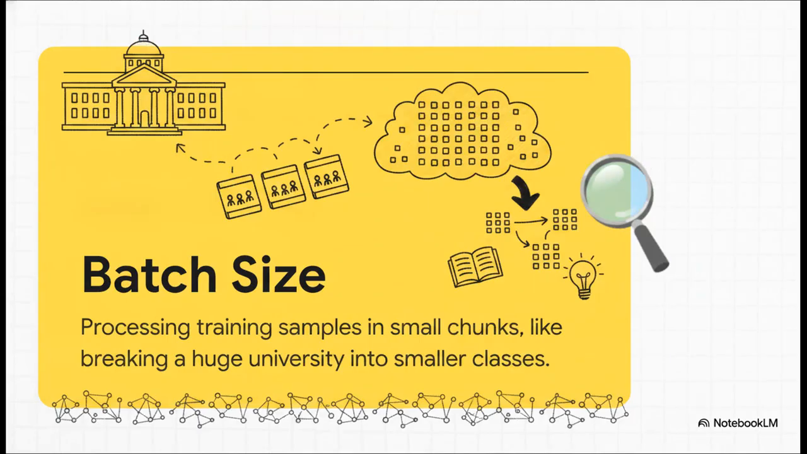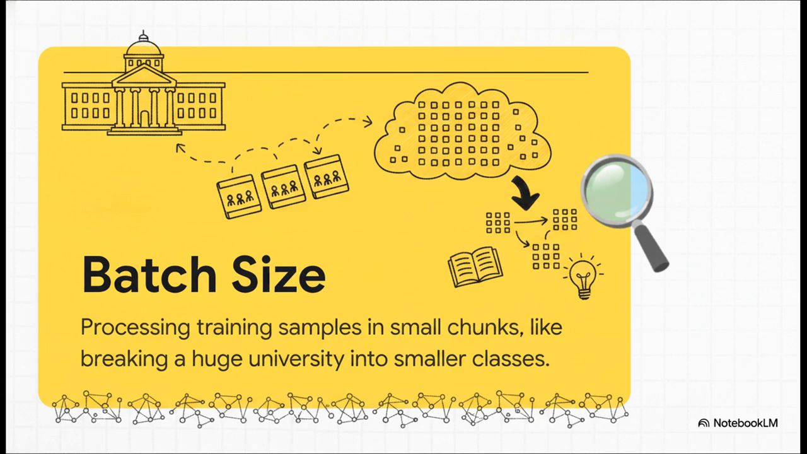Next up is batch size. Let's say you actually do have a massive dataset. Well, the computer can't process all of that in a single split second. Think about a huge university. If they have 200,000 students enrolled, they obviously can't fit them all into one giant auditorium and teach them all at the exact same time. Instead, they break that massive student body down into much smaller, manageable, classroom-sized chunks.